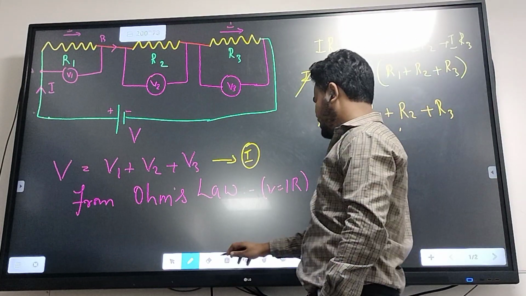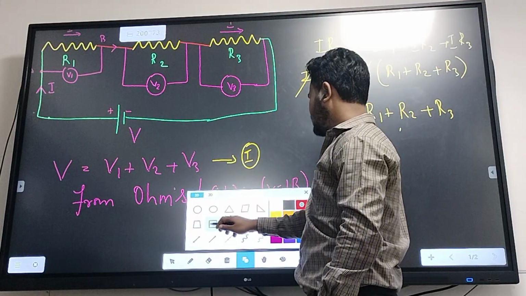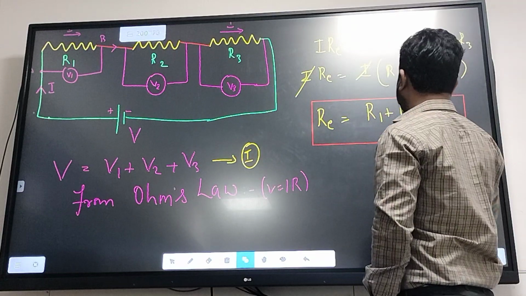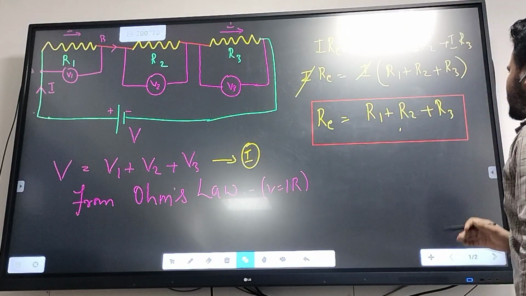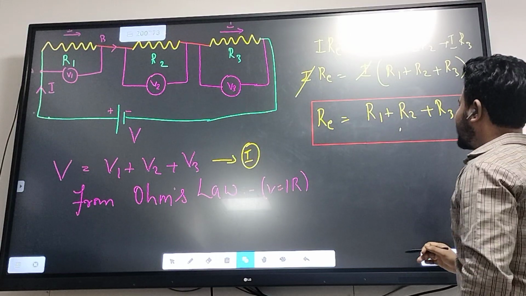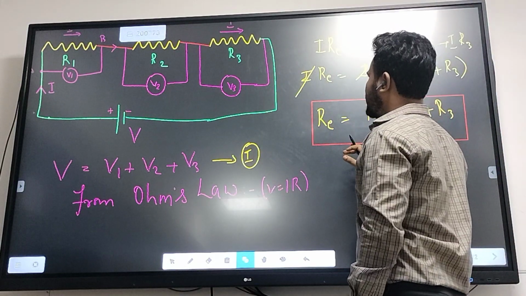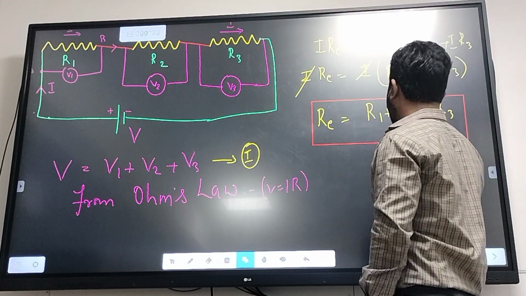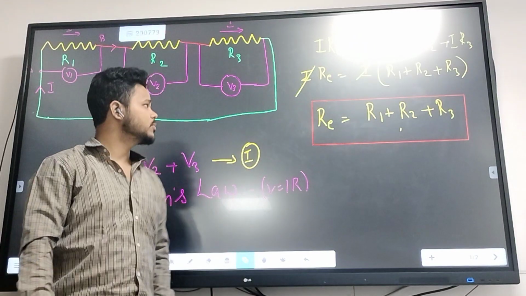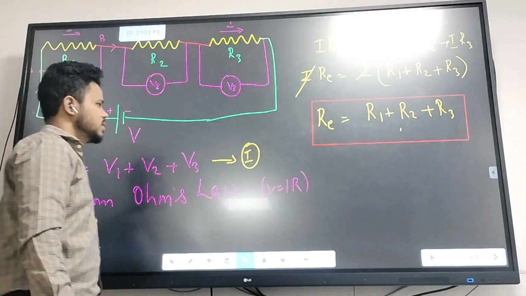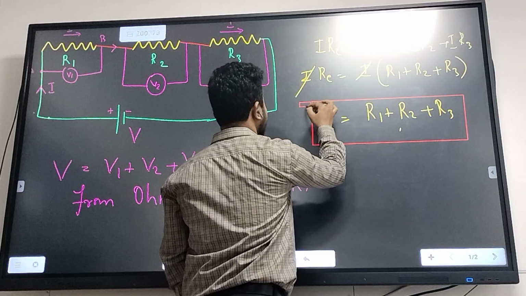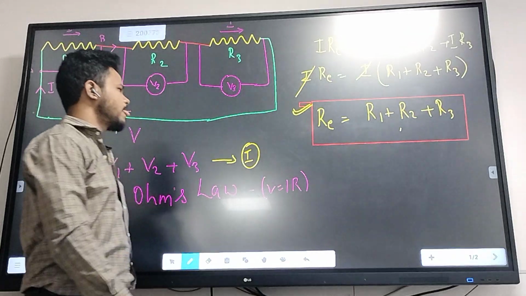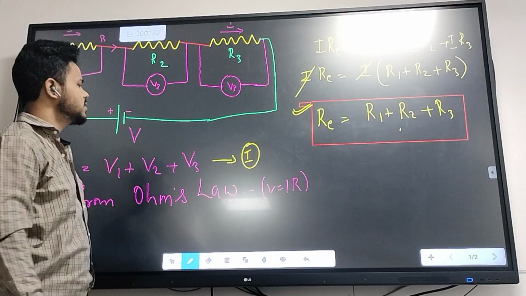Here all three resistors, R1, R2 and R3, are connected in series. So this gives you the value of the net equivalent resistance across a circuit in which all three resistors are connected in series: R equals R1 plus R2 plus R3. I hope you understand how we come to this equation. This is a very important equation for calculating the equivalent resistance in case of a series connection.